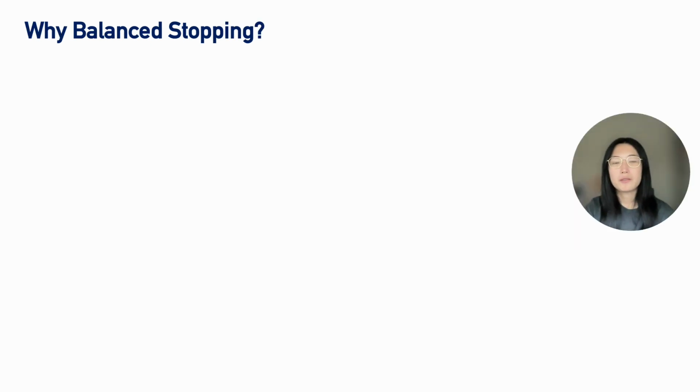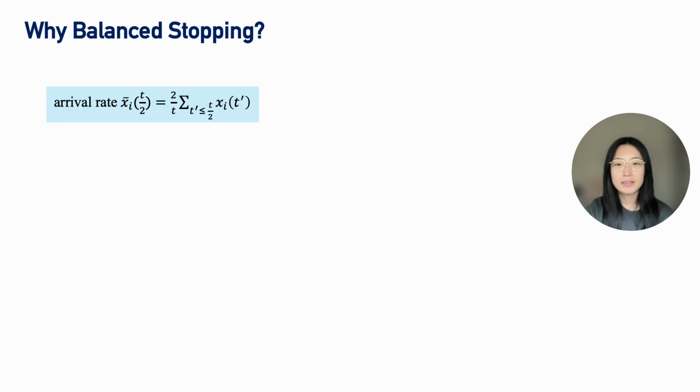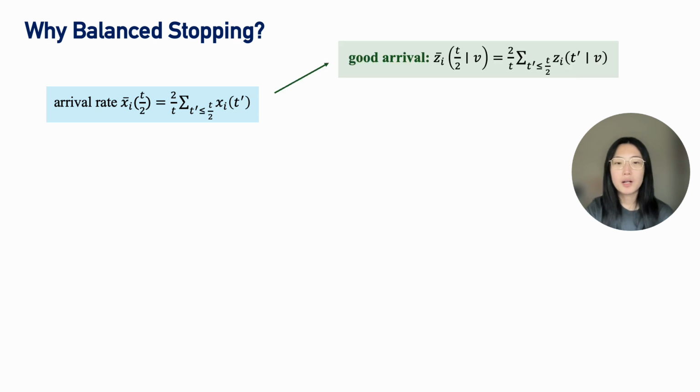Since the whole proof is quite technically involved, here I will skip the details but give some very high-level ideas of why this balance stopping works. Recall that this is our arrival rate at time t. We can decompose it into two parts. The first part is only related to z variables, and this is well defined because z variables are less than or equal to x variables.